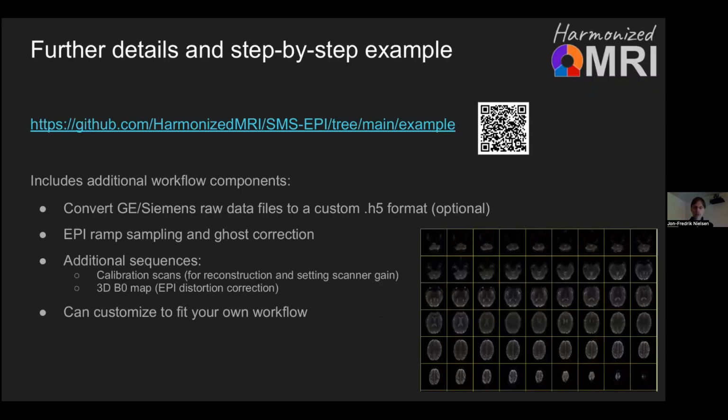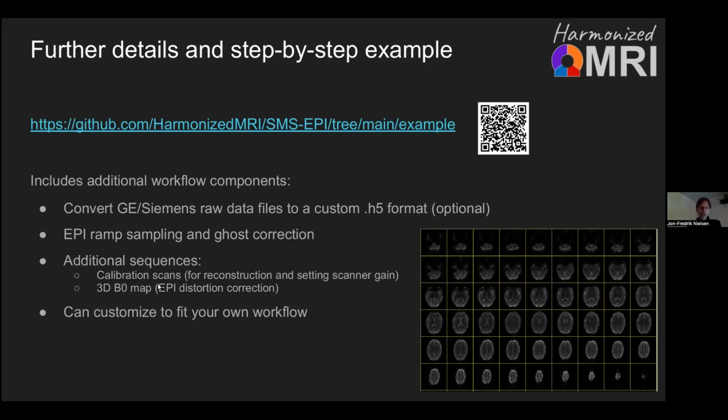So the details of this example are provided here. Maybe I can briefly show. This example is intended to give you basically all the details that you need in order to understand the workflow and also to try it out yourself, to implement your own version of it. So it includes all the things that you need: converting the raw data to something that you can read in a vendor-agnostic way, EPI ramp sampling, reconstruction, and ghost correction.